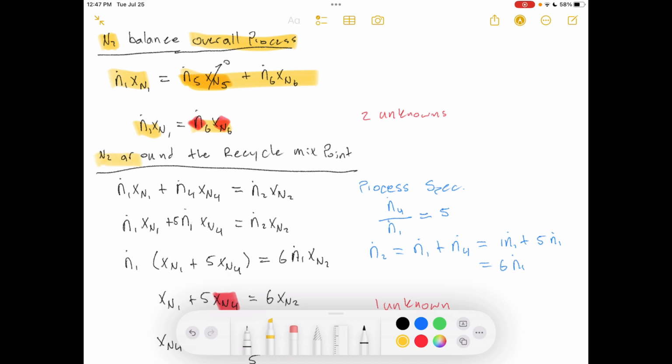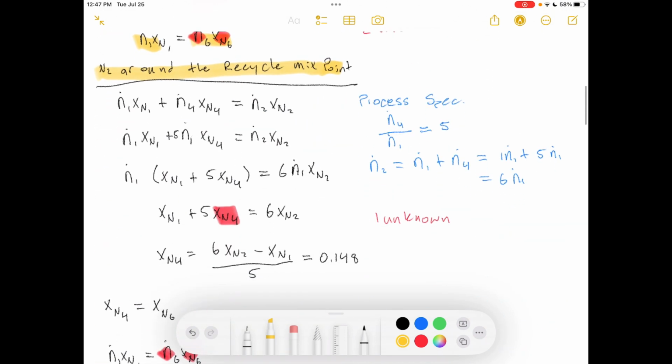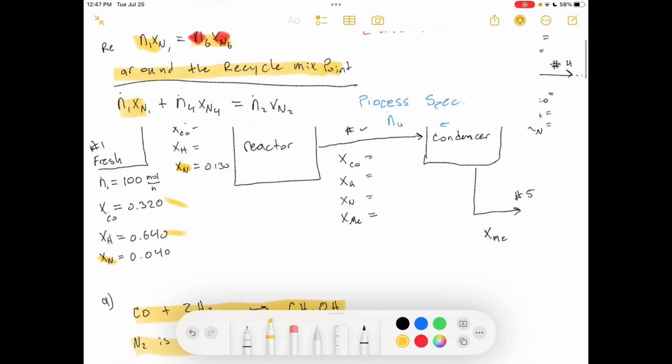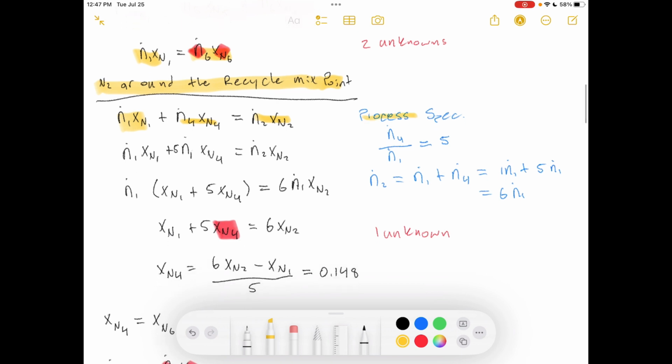Okay, so now we're going to do a nitrogen balance around the recycle mix point. The recycle mix point is this part right here. Okay, so we'll look at how much is going in. We've got streams 1 and 4 going in, and then we have stream 2 going out. Okay, and then we start combining, because we have some process specifications. We know that the ratio of stream 4 to stream 1 is 5, and we know that stream 2 is stream 1 plus stream 4, which is 1 plus 5, which is 6.